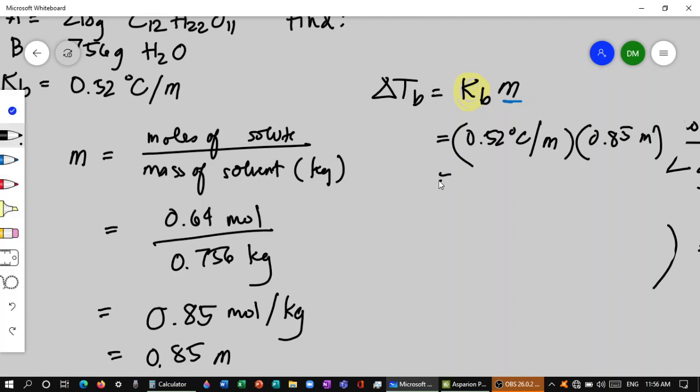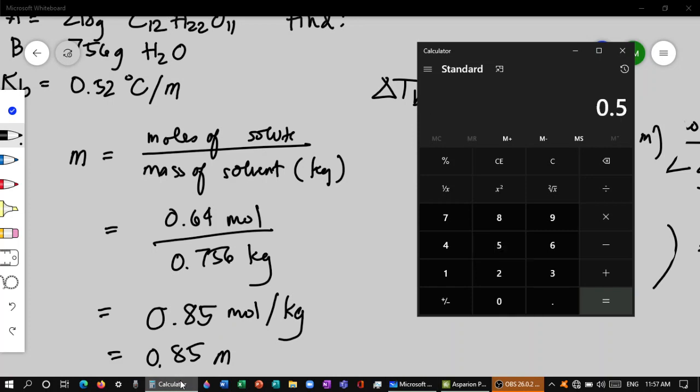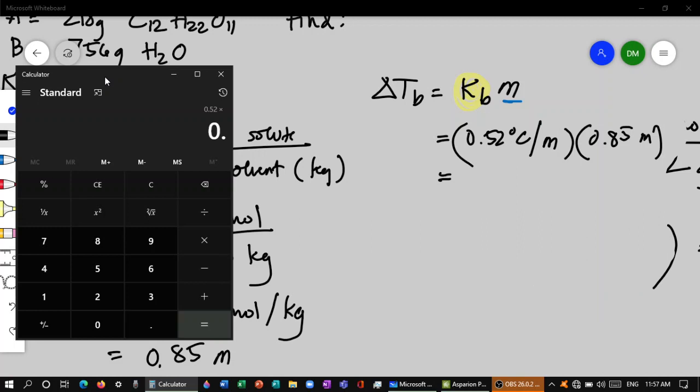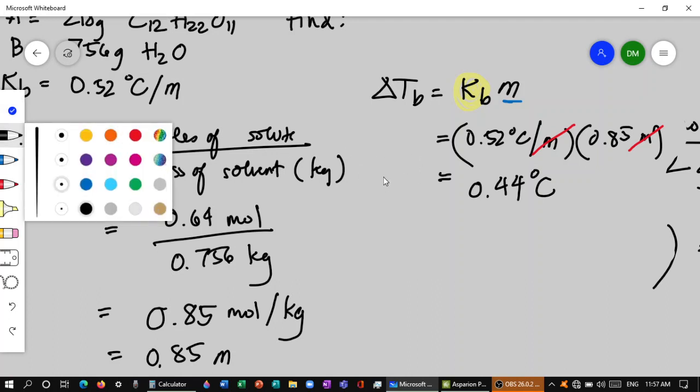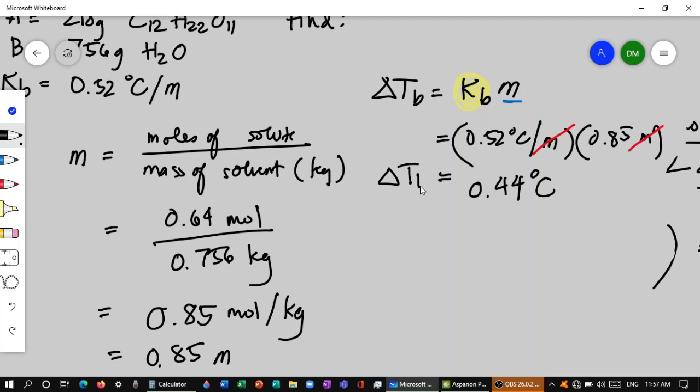It's equal to, so we multiply this one, 0.52 times 0.85. The answer is 0.44. This will be cancelled. This will be equal to, so the boiling point elevation, that will be equal to 0.44 degrees Celsius.